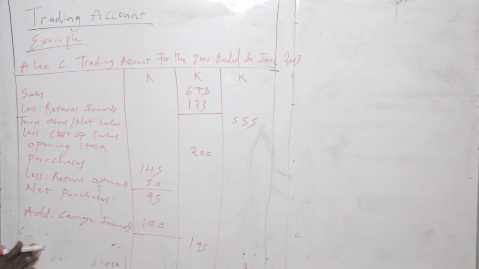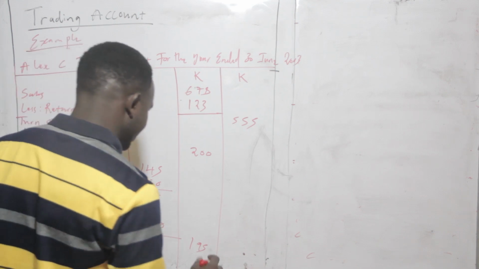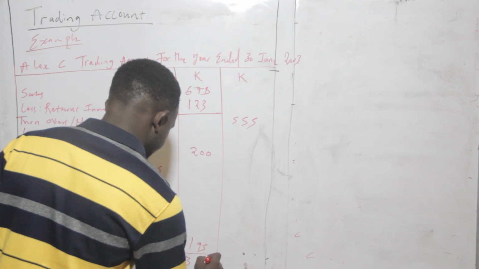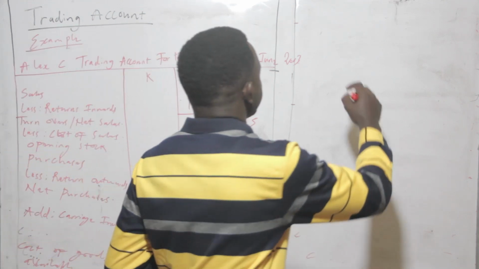And there we can add our 200 plus 195. So we're going to get cost of goods available for sale. So say 200 plus 195. So we're going to have 395.